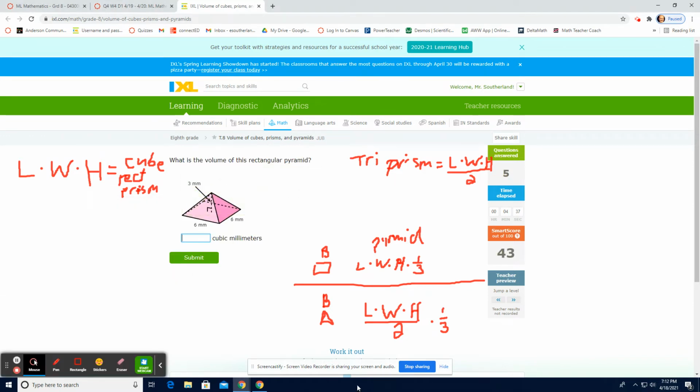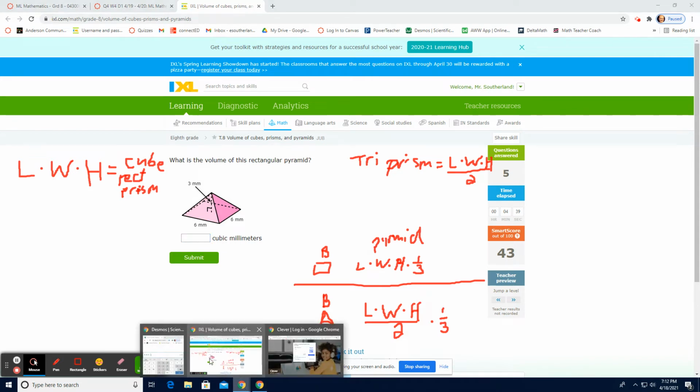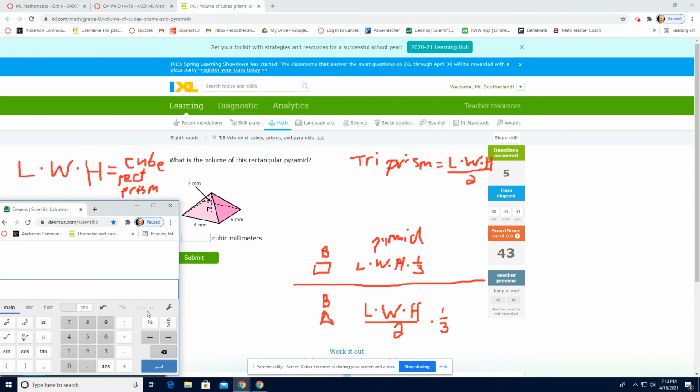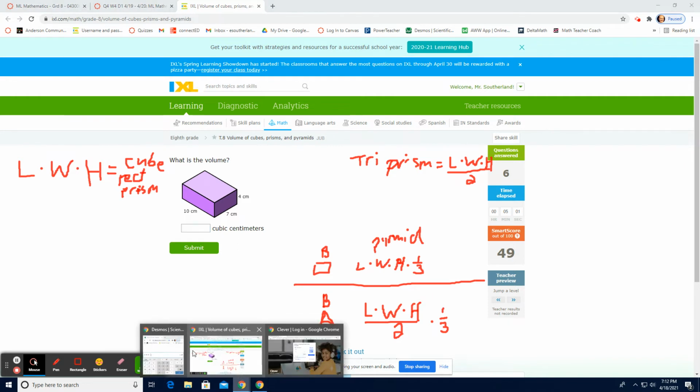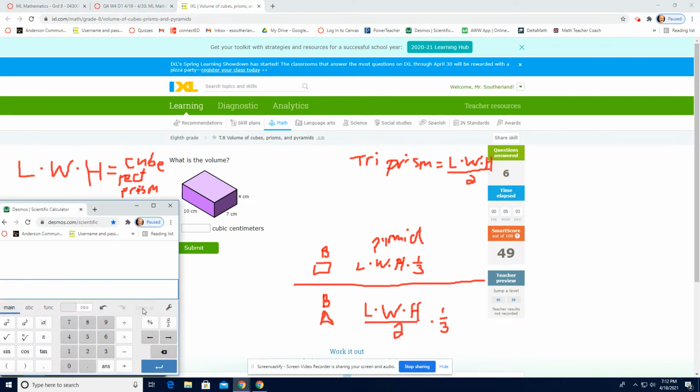Same thing again for this one, except for different numbers. So it's going to be 3 times 6 times 6 times 1/3. Now, if you notice, I forgot to put a times sign between those. It's a mistake. So this is actually 36. This is length times width times height. So 10 times 4 times 7 is 280.